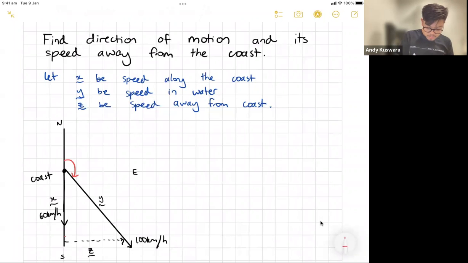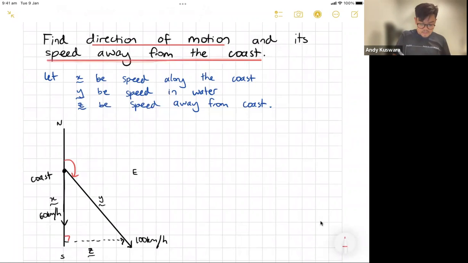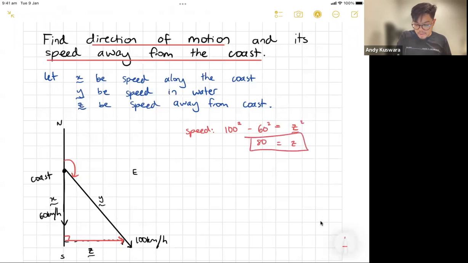The other thing that we'll need to find is, we found the direction of motion, and then we also want to find the speed away from the coast. Now the speed just means we're trying to find this guy here, which I think is going to be quite easy because I know that's 100, that's 60. So that means Z. Let's talk about speed first. It's easier. It's a right angle triangle. So it's just going to be 100 squared, which is the hypotenuse, take away 60 squared equals Z squared. And that's just going to give me a big number, but I'm pretty sure Z is just going to equal 80, right? Because it's your Pythagorean triad, 3, 4, 5, 6, 8, 10. So I can see that my speed away from the coast is 80 kilometers per hour.